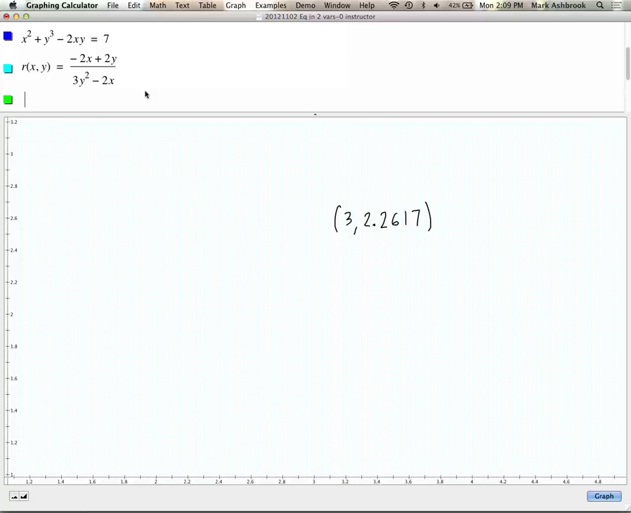So I can just come here and use the graphing calculator to tell me what the value of the r function is at this point. So 3, 2.2617. And I get a rate of negative 0.158, according to that rate function that we found.